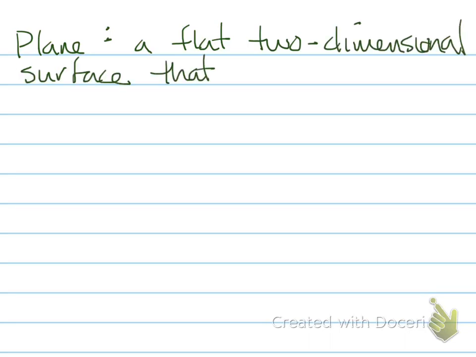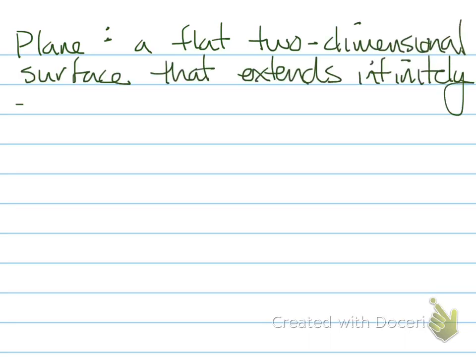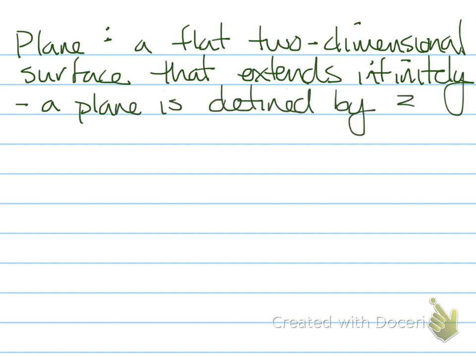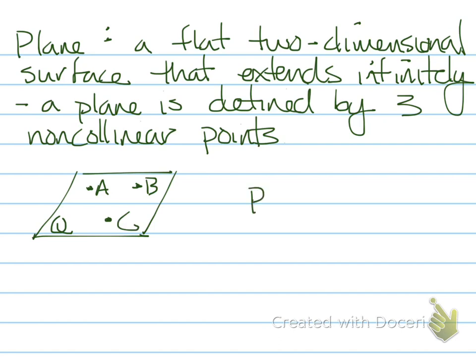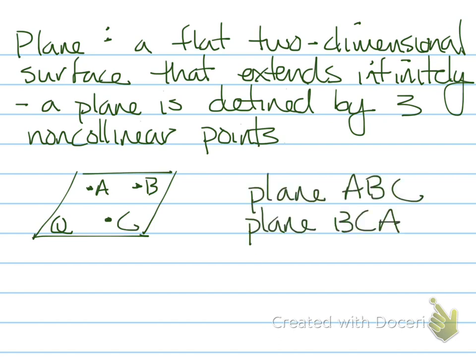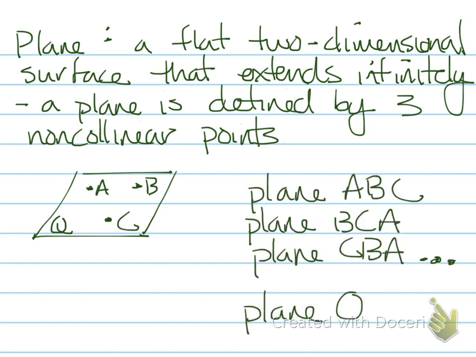A plane is a flat 2-dimensional surface that extends infinitely. A plane is defined by 3 non-collinear points. Non-collinear means that they are not on the same line. So you can use 3 non-collinear points on the plane to name the plane. Or if there is a script capital letter in one of the corners of the plane figure, you can use that script letter to name the plane.